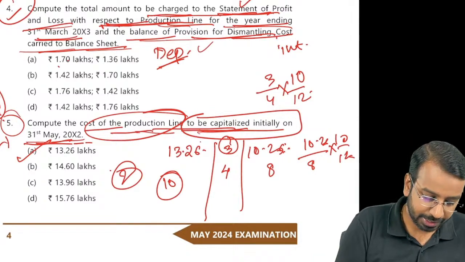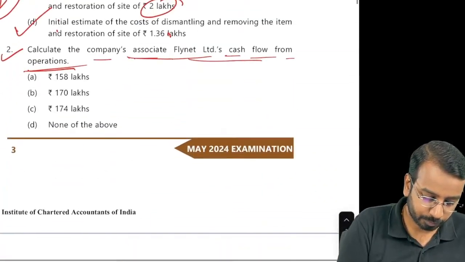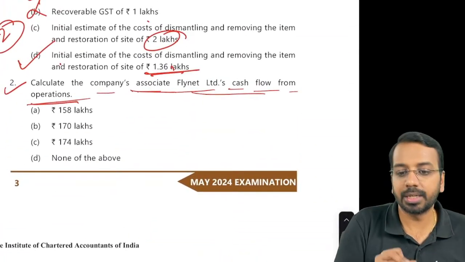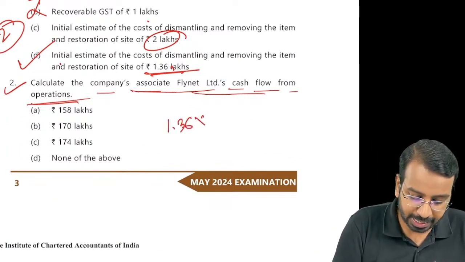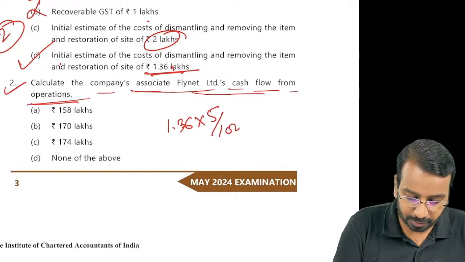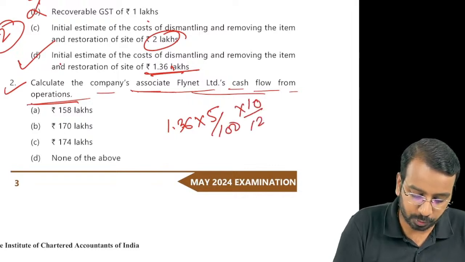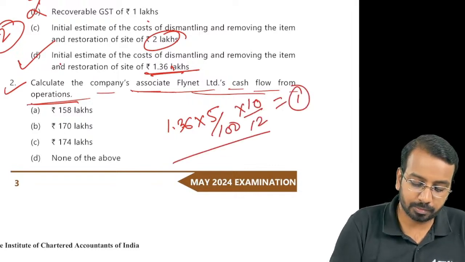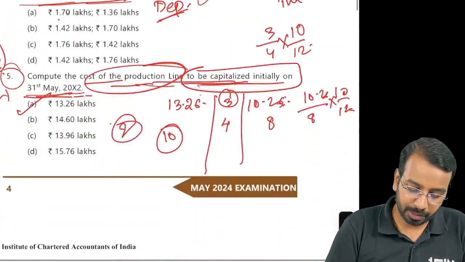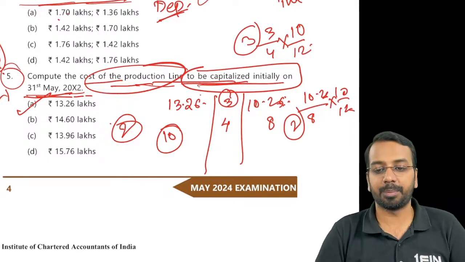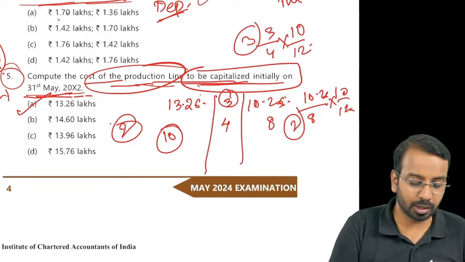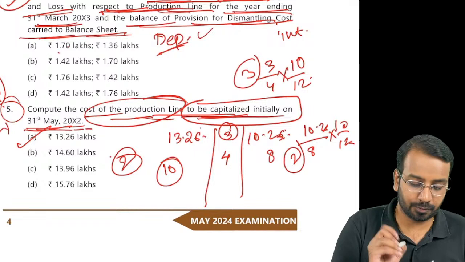Interest on what? Interest on 1.36 lakhs. Now what is the interest on 1.36 lakhs? 1.36 lakhs into 5 by 100, 5%, into 10 months divided by 12. So this is one part. Then this is the second part of depreciation, and this is the third part which is related to depreciation. All of this you should calculate, and you should say, okay, this is the total amount. That is the first part.